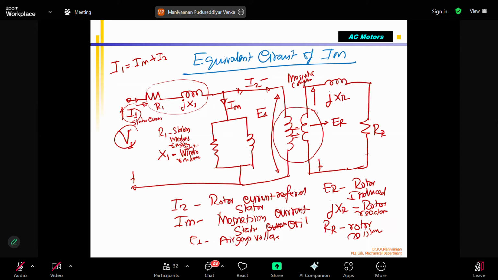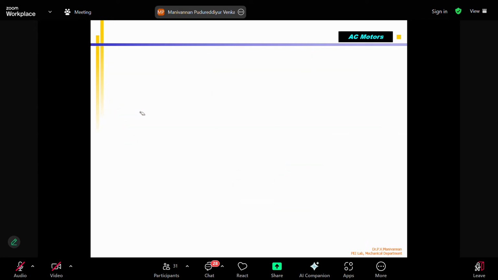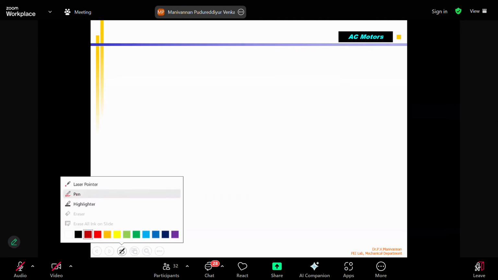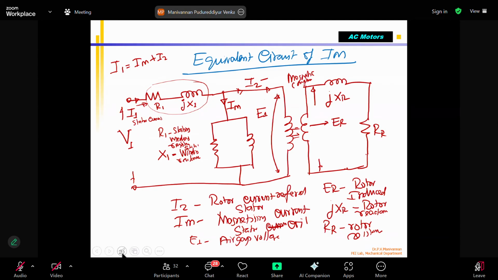The whole thing is called the equivalent circuit of the induction motor. So it basically works as a basic transformer. Now we are on this circuit, and this equivalent circuit has two parts. Can I go to the next page? We are noting it down, please. Yes, I can go to the next page.